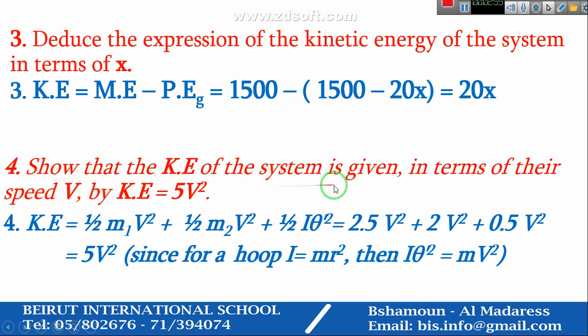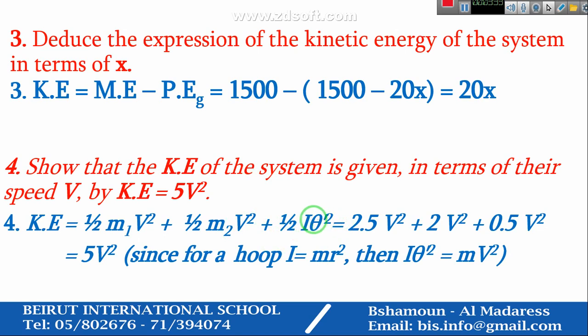Show that the kinetic energy of the system in terms of v is given by 5v squared. Kinetic energy equals half m1 v squared plus half m2 v squared plus half I theta prime squared. As you can see here, all speeds are the same, v1 equals v2, which means M1 and M2 have the same speed because the string again is inextensible, plus half I theta prime squared.